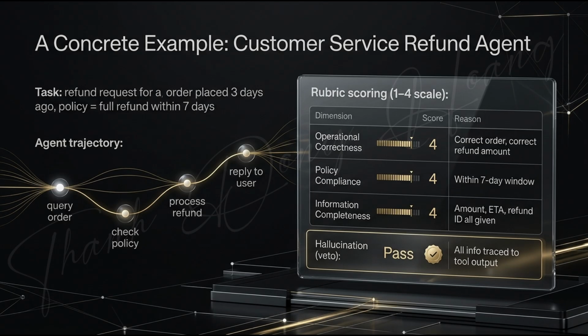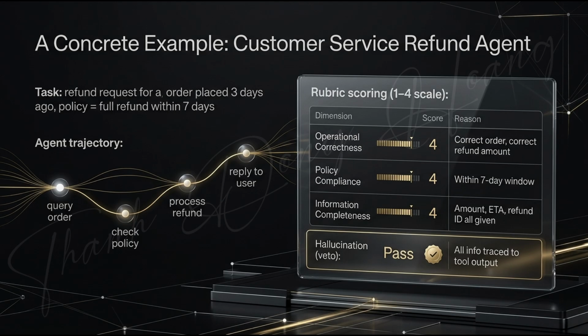Let's see evaluation in action with a concrete example. A customer wants headphones refunded 3 days after purchase, and the policy allows a full refund within 7 days. The agent queries the order, checks the policy, processes the refund, and replies to the customer. We score that trajectory across 4 dimensions: operational correctness, policy compliance, information completeness, and hallucination.